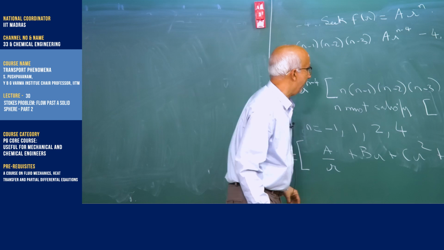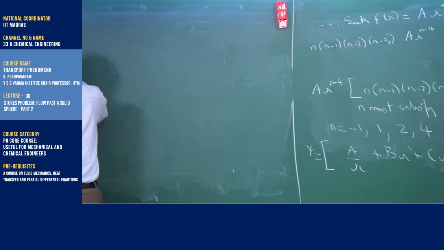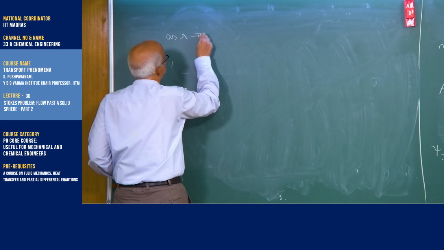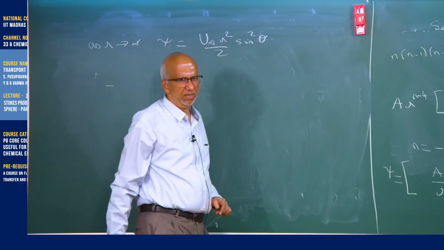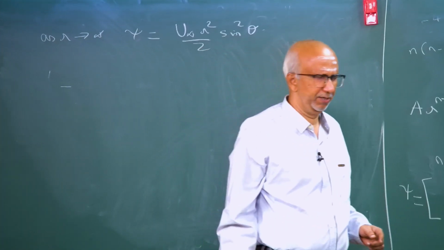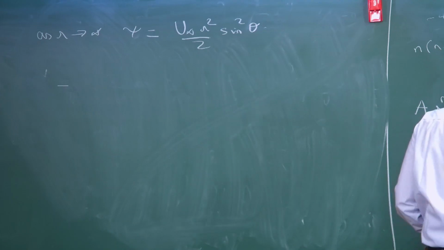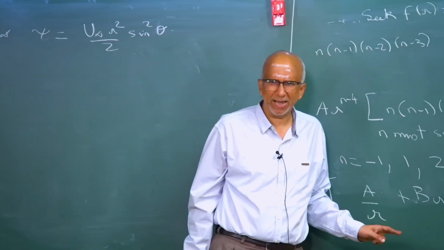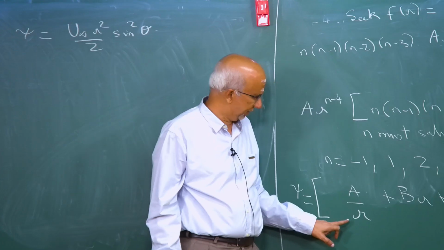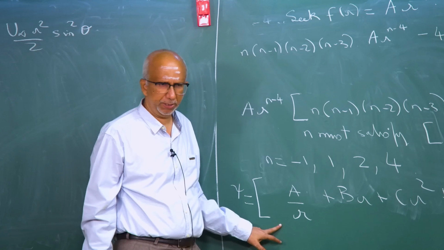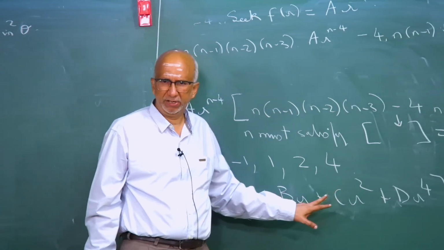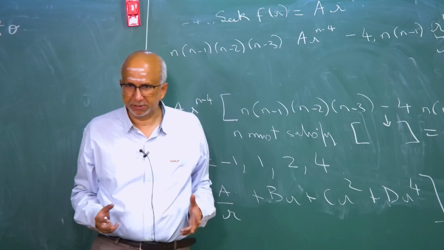I look at this as r goes to infinity. Psi must satisfy, what did we have, u infinity r squared by 2 sin square theta. This is what we said yesterday. So, as r goes to infinity, this term is going to go to 0, it is not going to contribute. This term will also go to infinity, but r squared will go to infinity much faster.